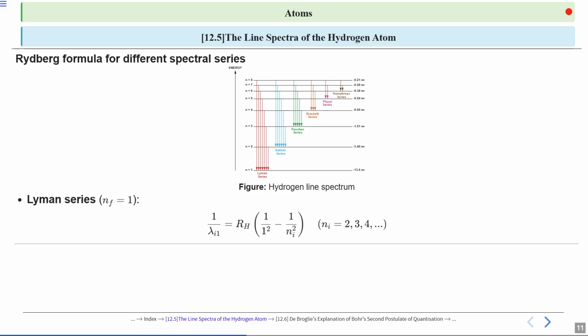As ni increases, the wavelength gets shorter, moving deeper into the ultraviolet region. For example, if ni is 2, you get the longest wavelength in the Lyman series. And as ni goes to infinity, you approach the series limit.